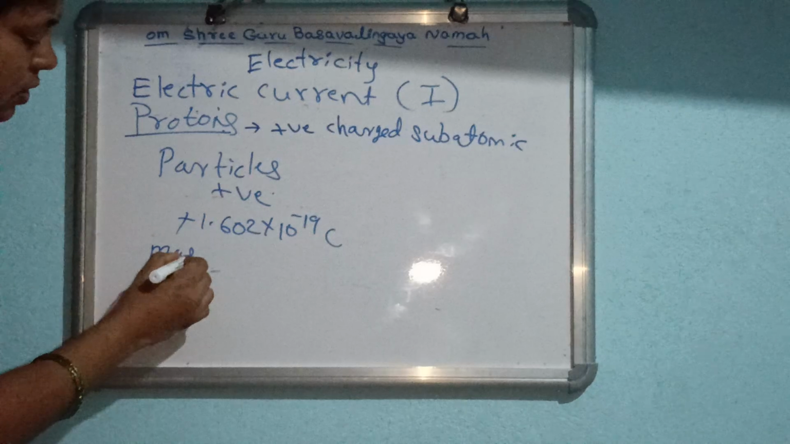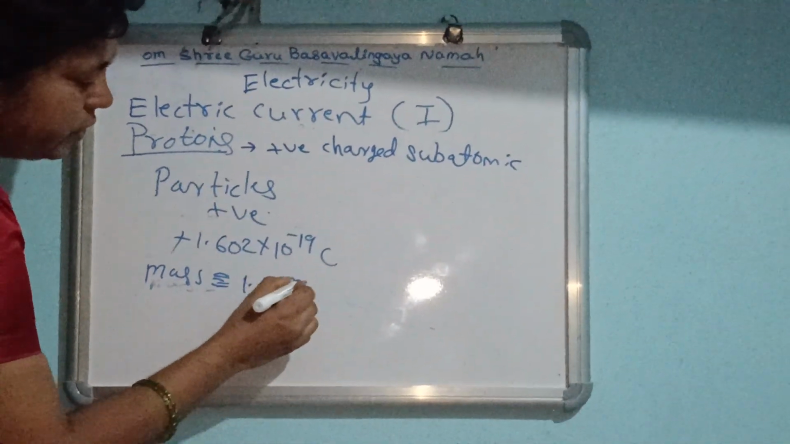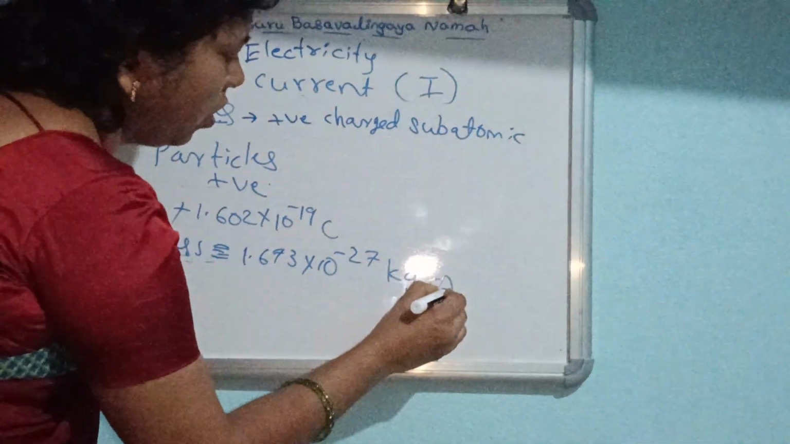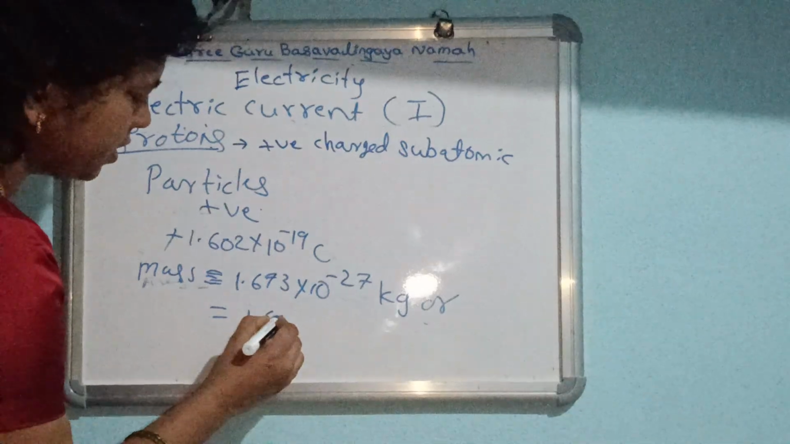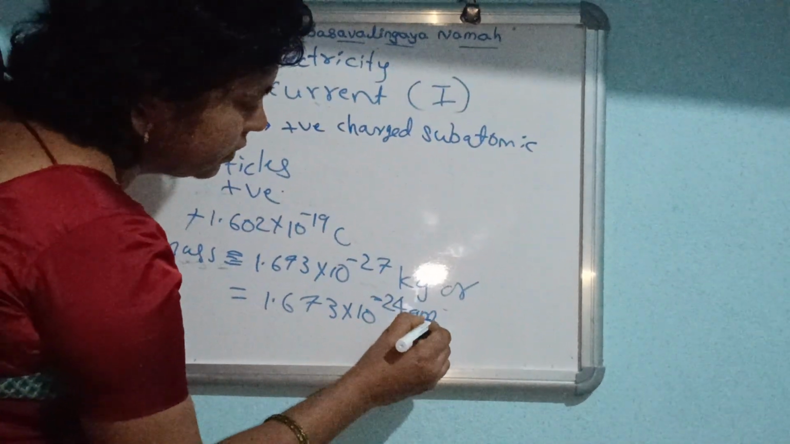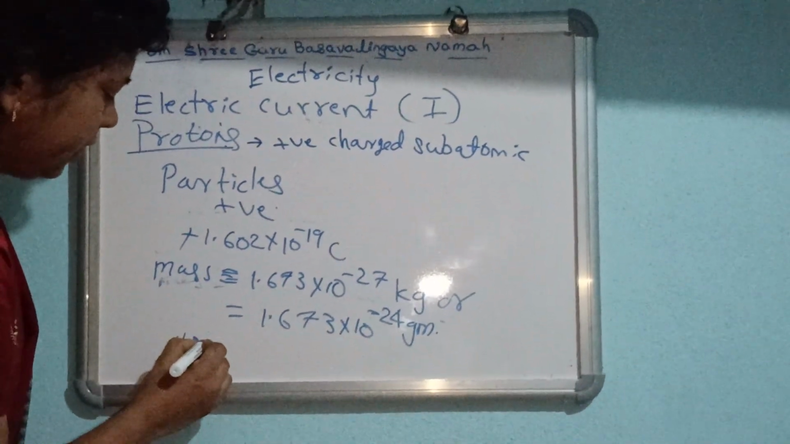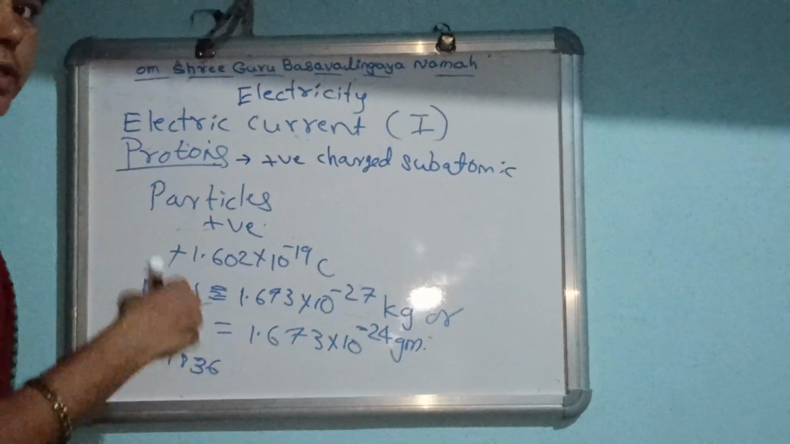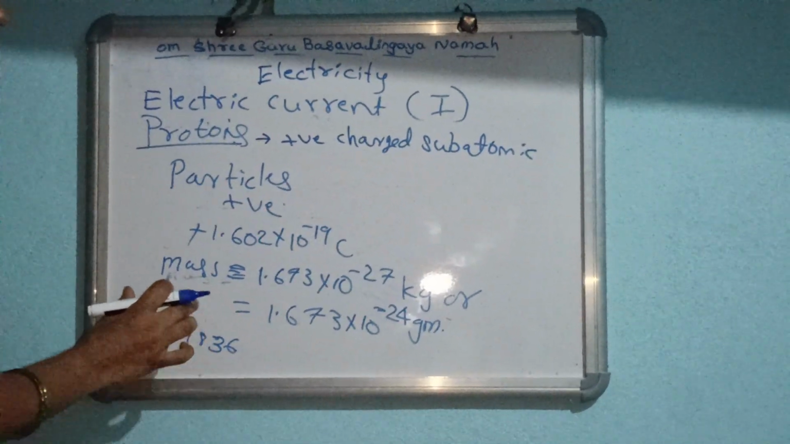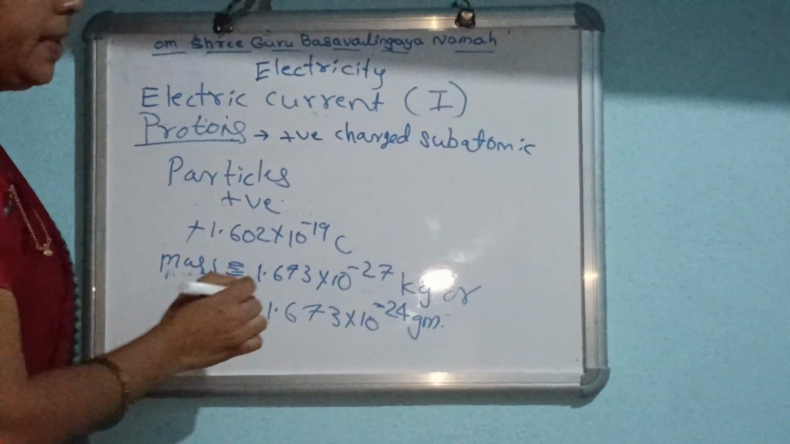The mass of a proton is 1.673 × 10^-27 kg, or 1.673 × 10^-24 gram. This mass is about 1836 times greater than the mass of an electron. These are all the introductory points about the charges of electrons and protons.